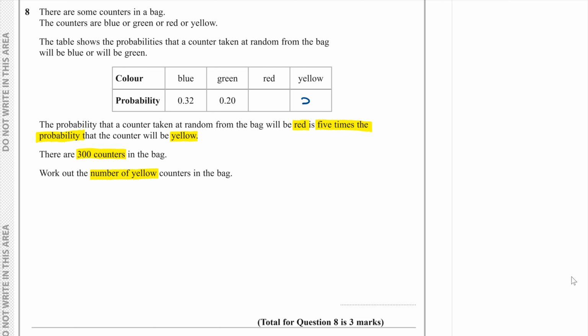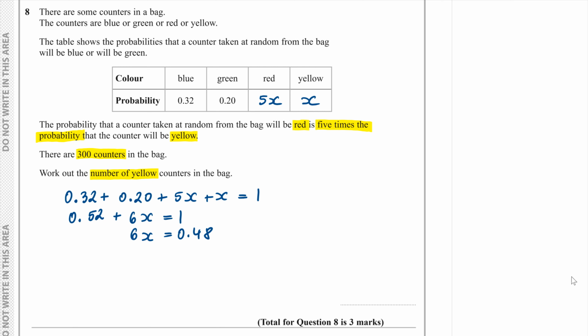If the probability of yellow is x, then the probability of red is 5 times x. All the probabilities add up to 1, so we can set up an equation. 0.32 plus 0.20 plus 5x plus x is equal to 1. 0.52 plus 6x is equal to 1. Subtracting 0.52 from both sides, we've got 6x is equal to 0.48. Dividing by 6, x is equal to 0.08.